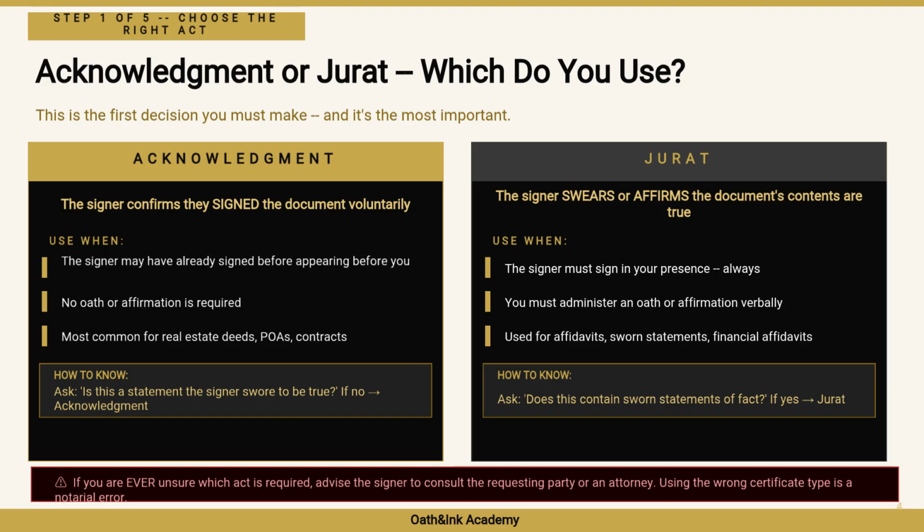Bear in mind a quick test. Ask yourself whether the document contains sworn statements of fact. If yes, it likely needs a jurat. If the signer is simply acknowledging their own signature, it's an acknowledgment. When in doubt, tell the signer to confirm with whoever is requesting the document.